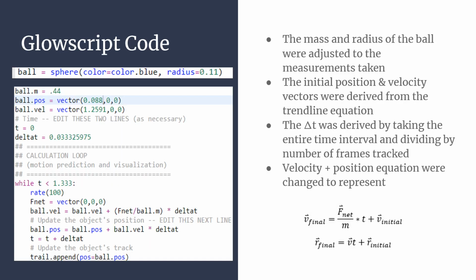Seen here is the GlowScript code for the model. So the first thing that was done was that the mass and radius of the balls were changed to match the actual measurements, so 0.44 kilograms and 0.11 meters in radius. Then the initial position and velocity vectors that were derived from the trend line were then reflected in the code. So as you can see, the position reads 0.88 meters, 0, 0, and this matches what was in the trend line. Then in the calculation loop, the time interval was changed to 0.133, which matches the clipped video at the end. And also, the update lines for the velocity and position were changed to match the kinematic equations that are in the bottom right.